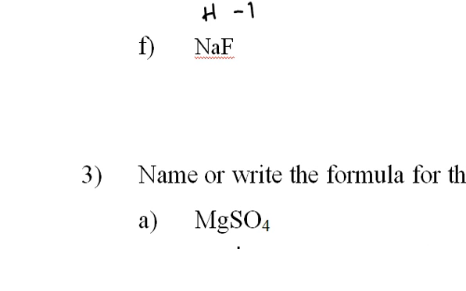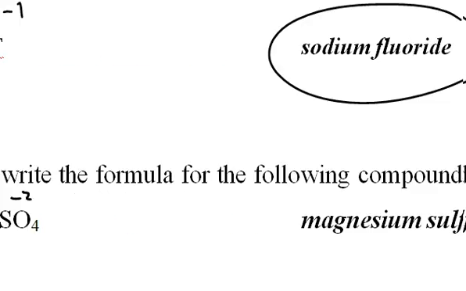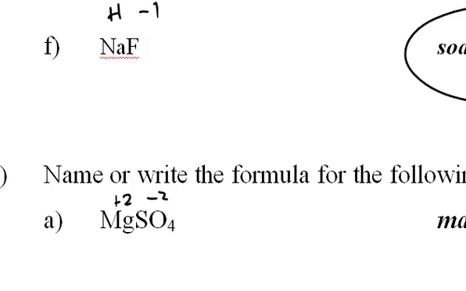All right, here it looks like we might have some polyatomics. So Mg, magnesium sulfate, so +2, -2, those are balanced already. And again, no Greek prefixes, since we have a metal with a non-metal, so magnesium sulfate.